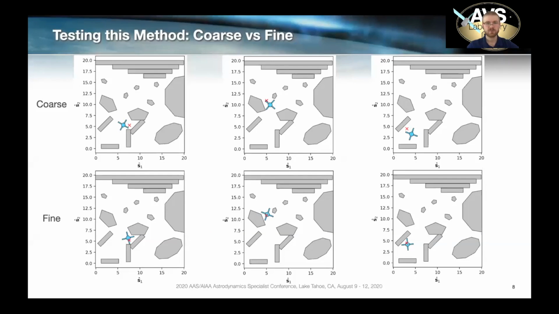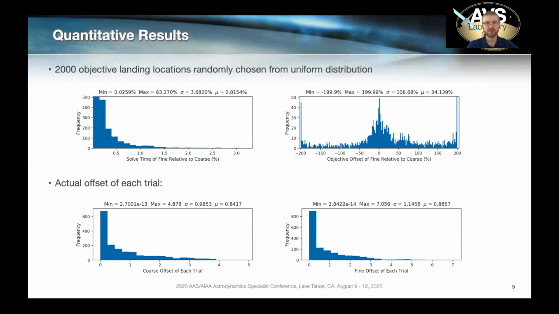To understand these performance differences in a more quantitative way, a large random sampling of objective landing locations was tested. The plots on the top of this slide show the percent difference of the performance of the fine searching set relative to the coarse. And here the word offset simply refers to the distance from the lander to the objective landing location. Now these results show some pretty interesting behavior.